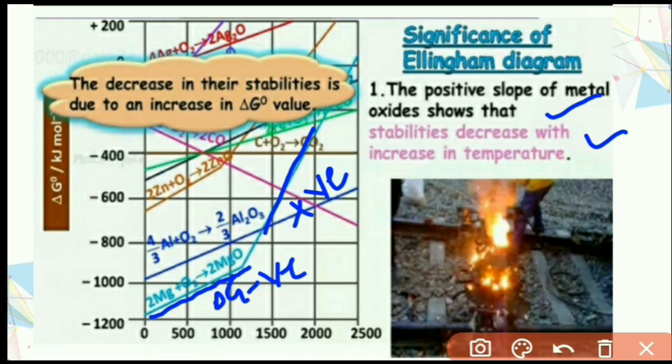See in this picture, here the iron oxide absorbs heat energy and the solid state of the metal oxide converts into the liquid state. So the sudden change in the graph shows the physical state change at that temperature, and the del G value becomes positive, and then the stability of the oxide decreases.